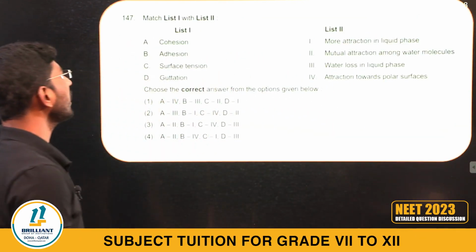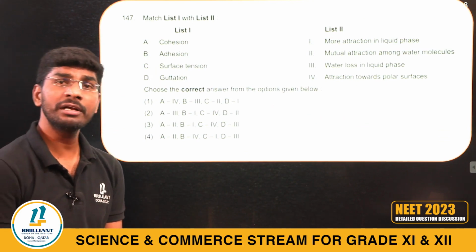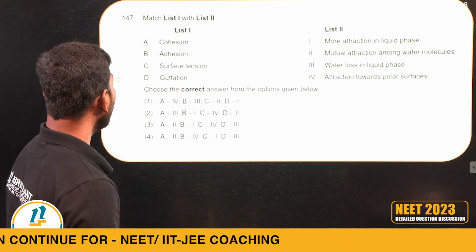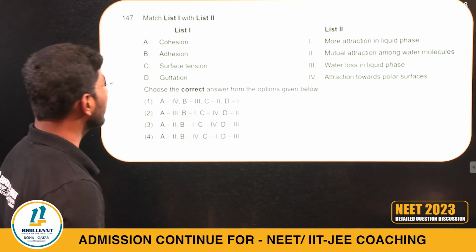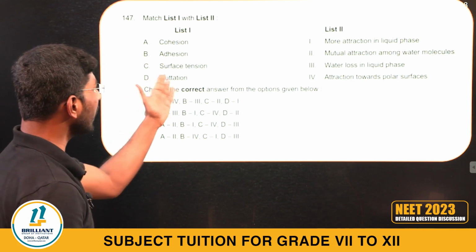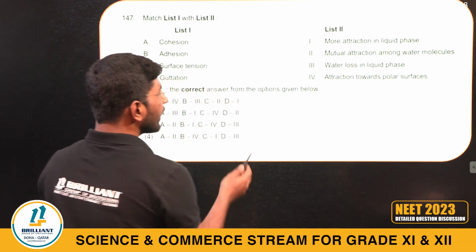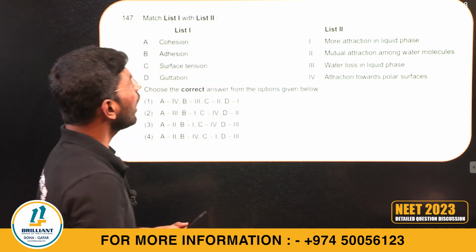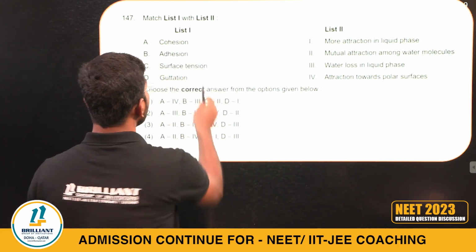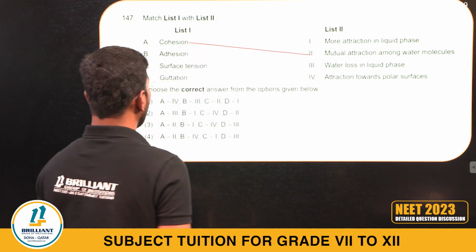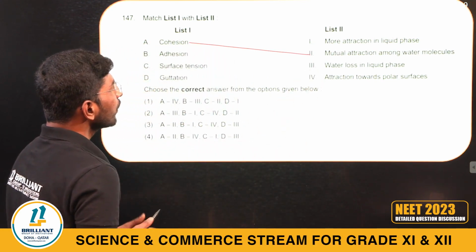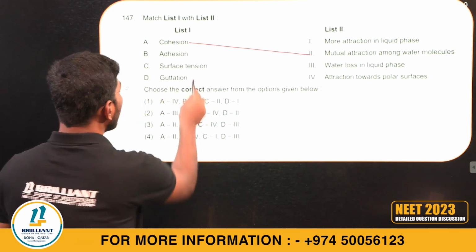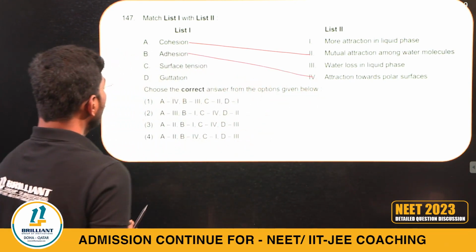Next question, 147. Mineral transport in plants, long distance transport in plants. Cohesion, adhesion, surface tension and guttation are given. Cohesion is mutual attraction among the water molecules. I am writing that mutual attraction among the water molecules, right? Adhesion is attraction toward the polar surface. So I am writing 4, 2, 4.